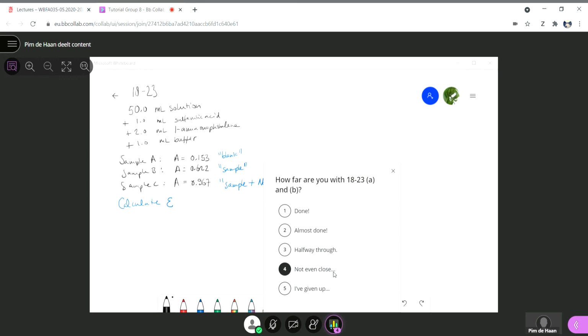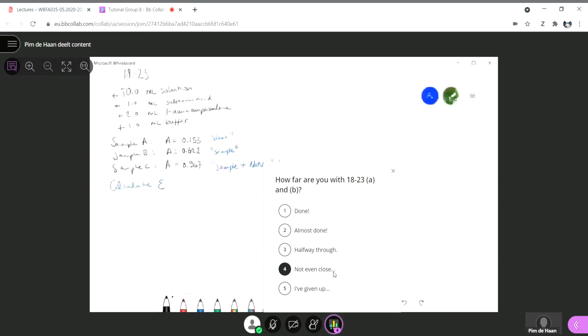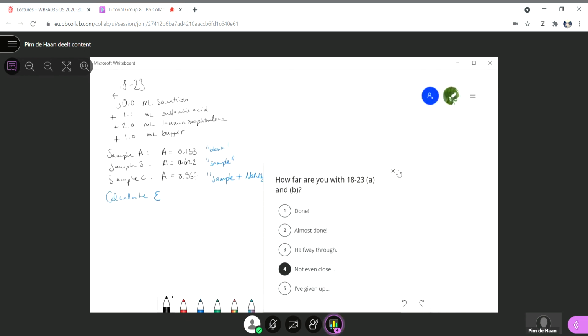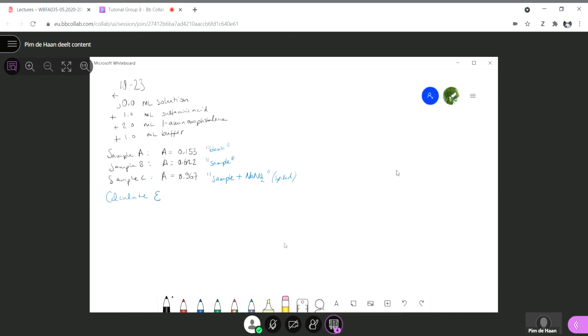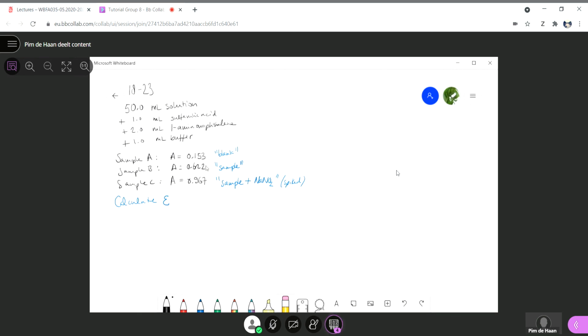All right. So let's see, this one's difficult. I'll give you that. I just wrote down what we have here. So we have 50 milliliters of solution. We add several things. Sample A is the blank. Sample B is the sample solution from, I think, bacon that contains nitrite. And sample C is a sample solution that was spiked with extra sodium nitrite. Okay, so now we need to calculate epsilon.